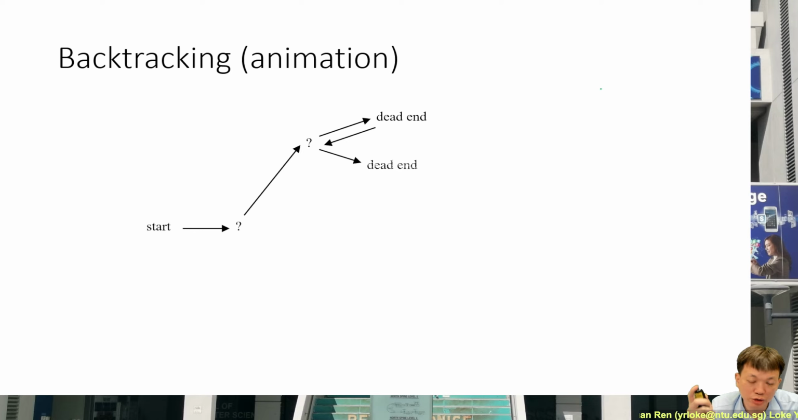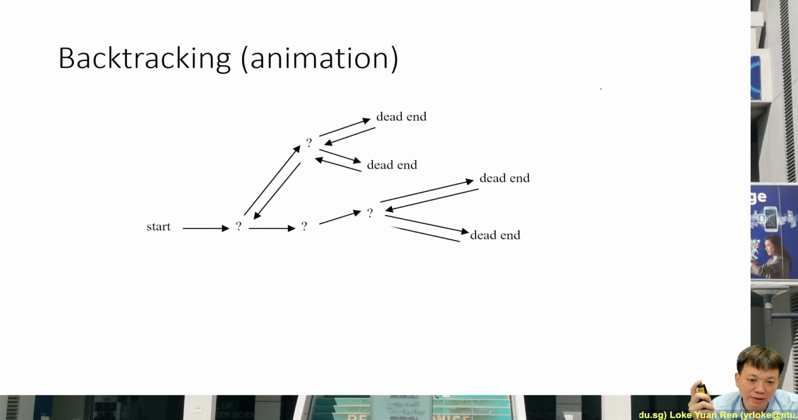Then you may try, okay, this one is still not the one. You will backtrack. Then you will try another one. Maybe it can still move further. This is not the one. This is not the one. When is the result? Okay, this is still not the one. Okay, yes, then this is the one you want.